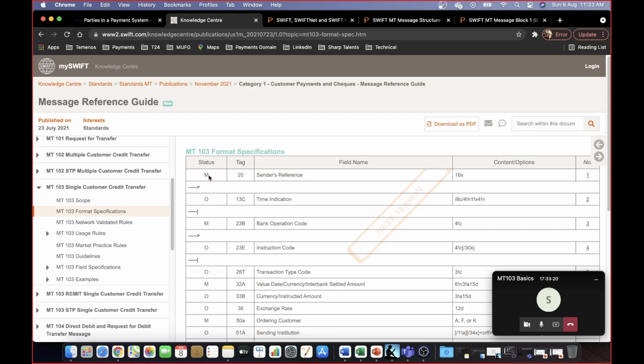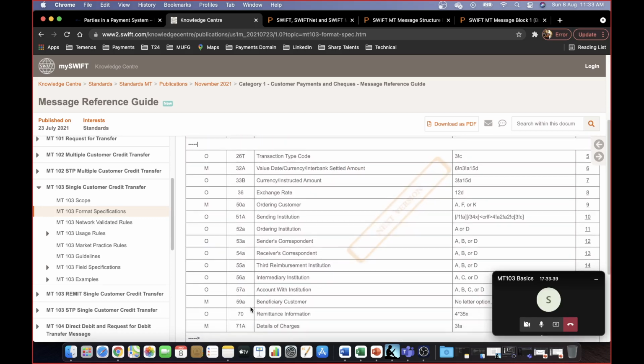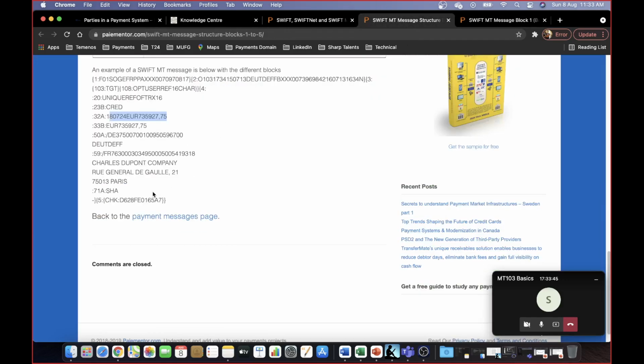It is the page that defines the standard of the Swift message. So here you can see the status as M, which means that the tag is mandatory, and O means optional, so it need not be present. Tags 20, 23B, 32A, 50, 59 and 71 are mandatory. In the example message that I showed, you will see only the mandatory fields present, but the optional fields will also be present in commonly used Swift messages, depending upon what type of Swift message it is and so on.